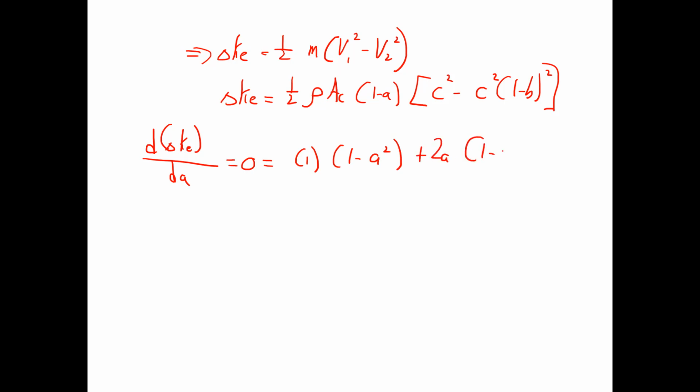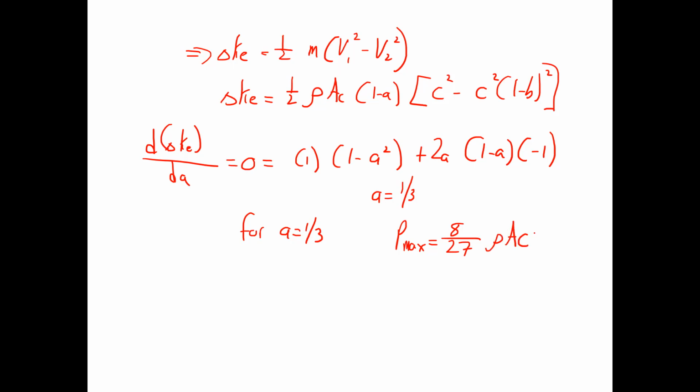And what I can do at this point is find that A is equal to 1/3. So for A equaling 1/3 and knowing that A equals B over 2, I can state that my maximum power that I can extract from the air, if I make my substitutions back into my power equation, is 8 over 27 rho A C cubed.